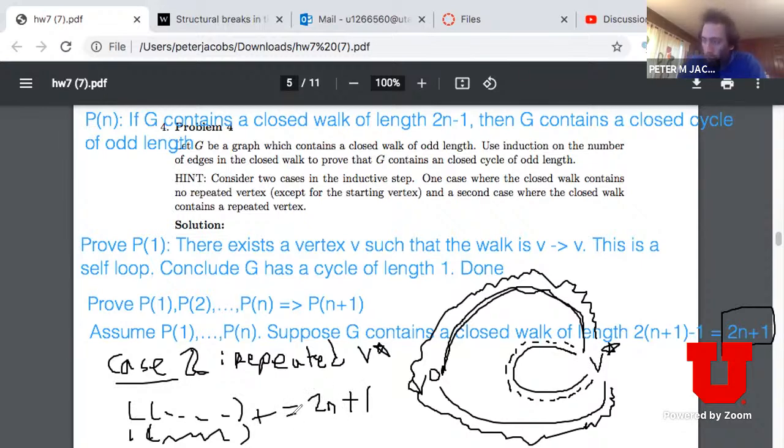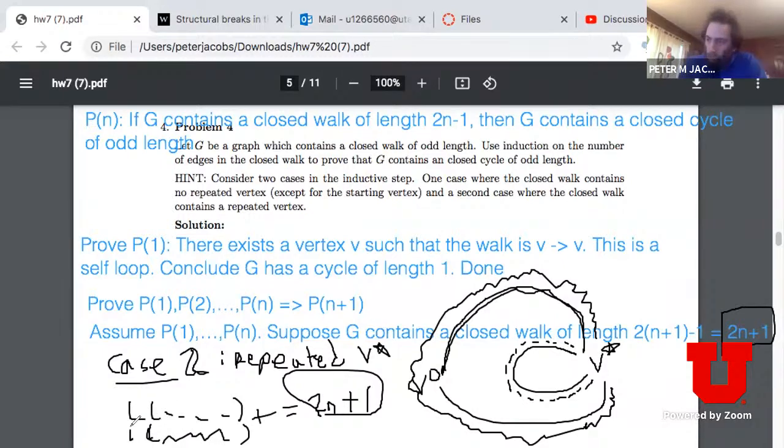So this is odd. 2n plus 1 is odd. And we have two lengths adding up to 2n plus 1. So from the beginning of the course, we remember that if you have an even and an even, then it has to add to an even. So that means that the length of at least one of these two walks is odd.